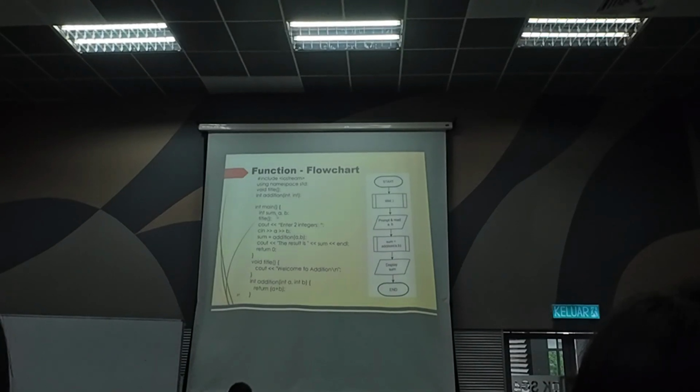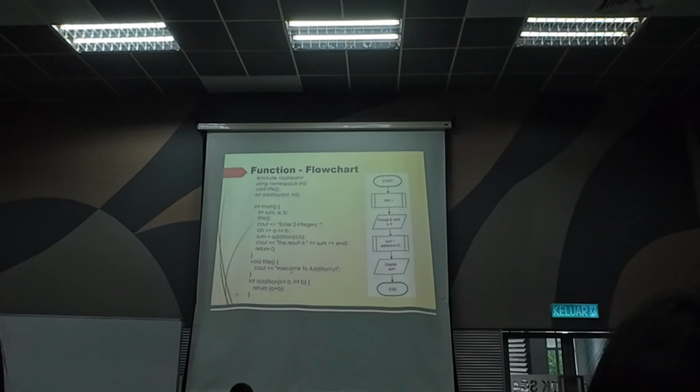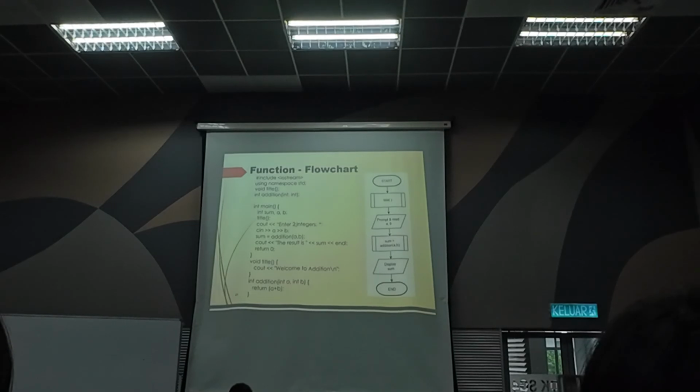So what's the first thing? Because every time you execute the program, you always start from the main method. First, you declare your sum, your A and your B variable as integer data types. Next, you call the title. After you call the title, you come up with this welcome to addition message, and then you output this enter two integers.